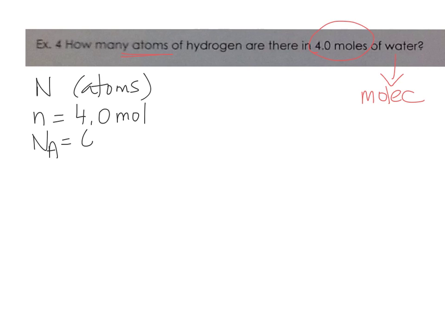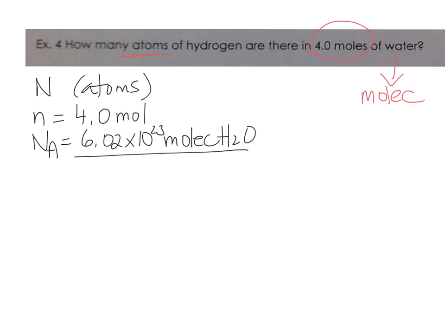Avogadro's number, the particles are going to be molecules per mole. So for every 1 mole, we've got Avogadro's number of molecules of water. So always look, what is the substance that we have moles of? Because that will determine what particle goes into Avogadro's number.